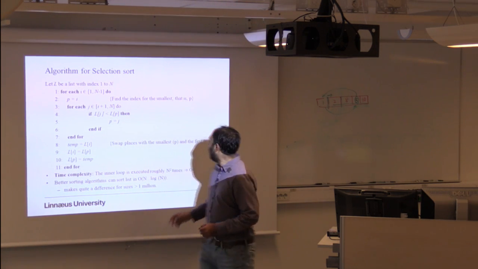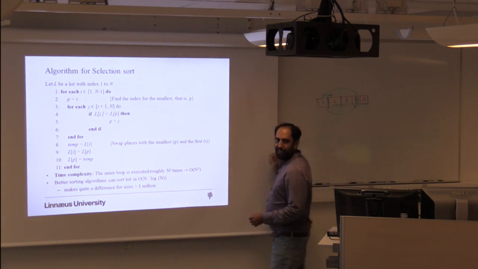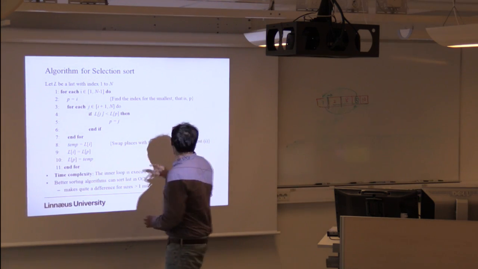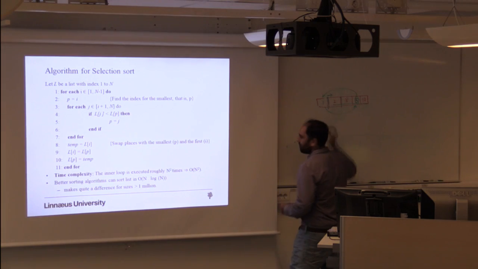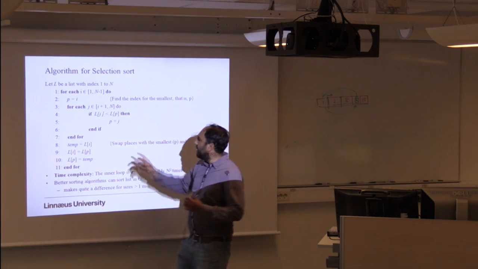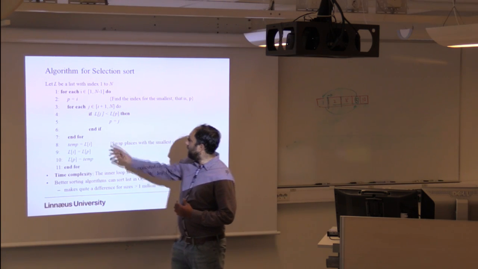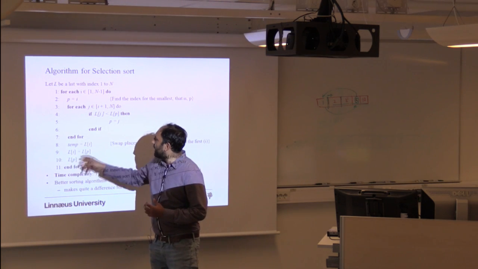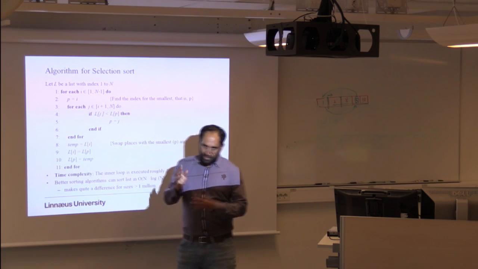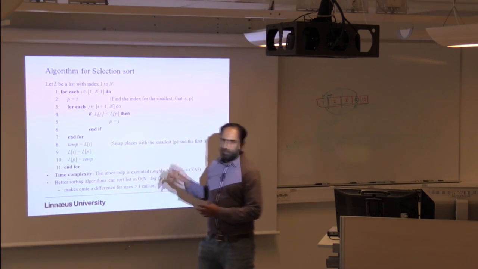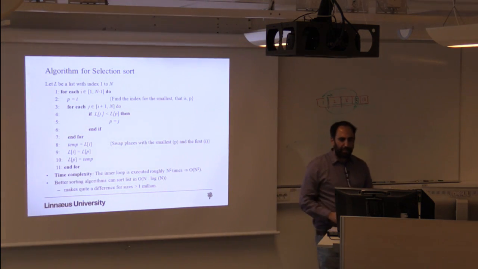So in the beginning, we assume that our first element is the smallest element, but later on, if you find another element which is smaller than the first element, then you update the value of the p index. And in the end, we just swap the values. So this code is just swapping the values with each other, okay?